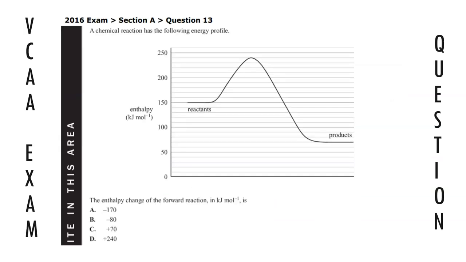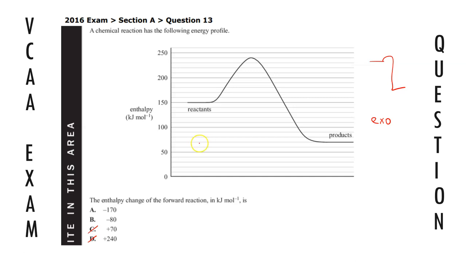Let's have a look at what this might look like in terms of a VCAA question. This is a multiple choice question. We've been given an enthalpy level diagram, and we've been asked what the enthalpy change of the forward reaction in kilojoules per mole is. First of all, we can rule some out by looking at the fact that the enthalpy of the reactants is higher than that of the products. So we have this situation here. This will be an exothermic reaction, so we can rule out C and D straight away.